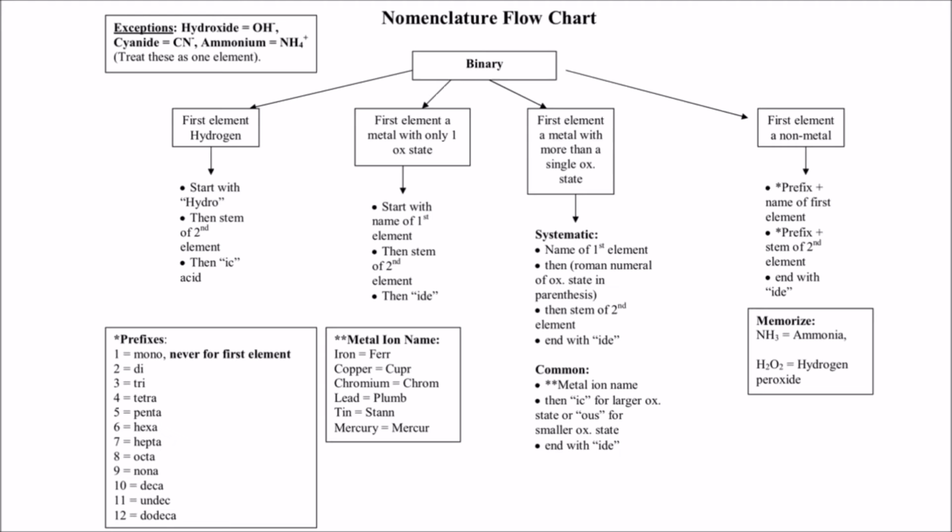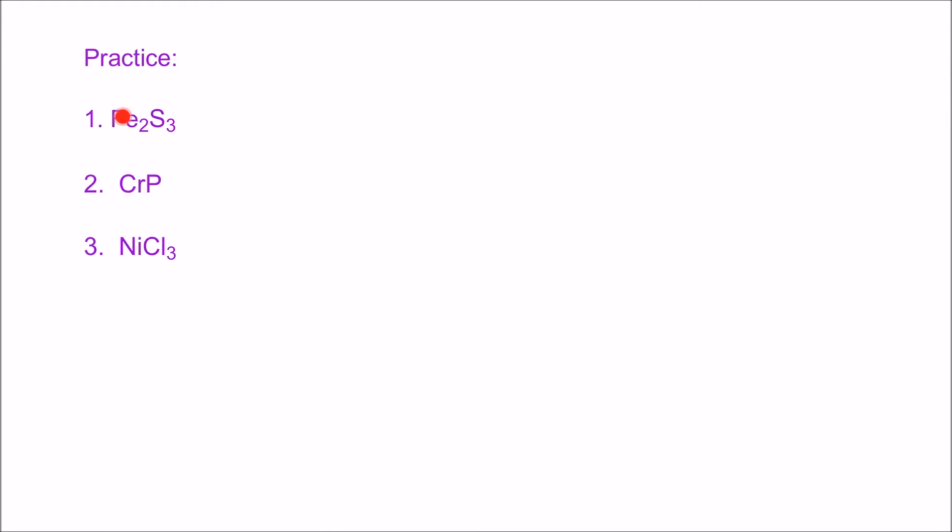Okay? So if we're following along on our flow chart, we're on the binary side. We have first element metal with more than one oxidation state. So we're in this right here. Here's the rule for the systematic naming system. We'll say the name of the first element, put the Roman numerals of the oxidation state in parentheses, say the stem of the second element, and then end it with IDE. So we'll say the name of the first element, iron. Then we need to say what the oxidation state of iron is in this molecule. Okay?